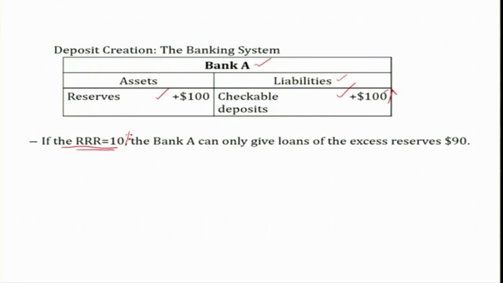So Bank A can only give a loan of the excess reserve, $90, right? Because in the previous case, the First National Bank doesn't need to keep any required reserves, because that money has come from the Federal Reserve System, from the central bank, by selling security. But here, out of this $100, it cannot give the entire amount. Initially, it is all excess reserve. But out of this 100, they have to keep 10% as the required reserve. That means $10. So this bank can give only the excess reserve, 90, as a loan.